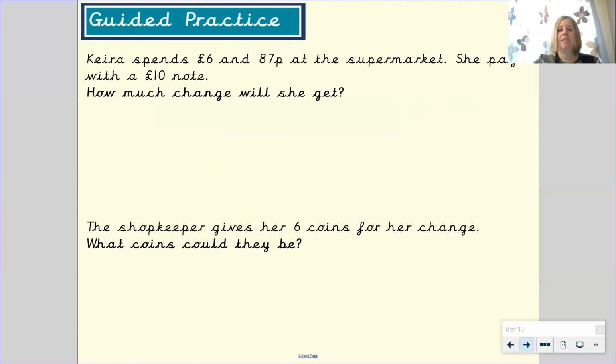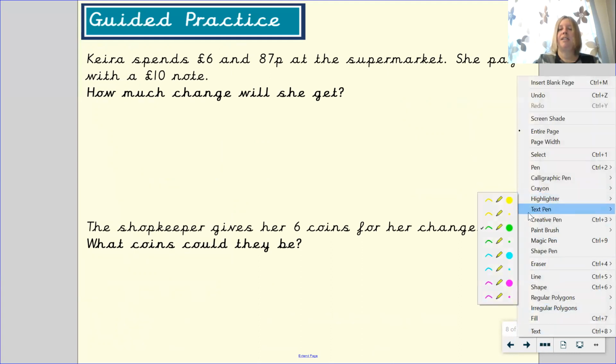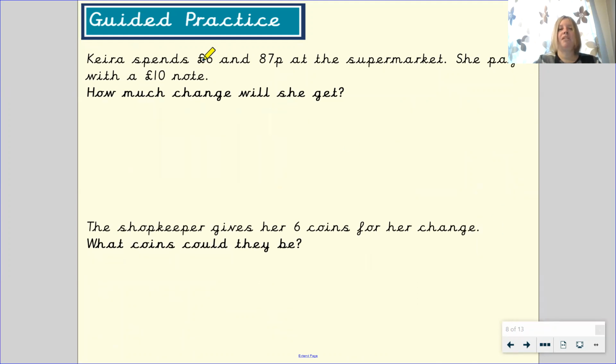Let's look at our next problem. Kira spends £6.87 at the supermarket. She pays with a £10 note. How much change will she get? So our first thing to do is to highlight the important information. So Kira spends £6.87 at the supermarket. She pays with a £10 note. How much change will she get?